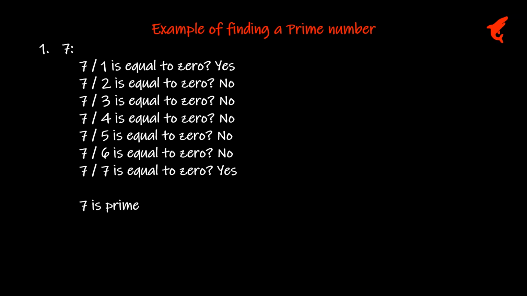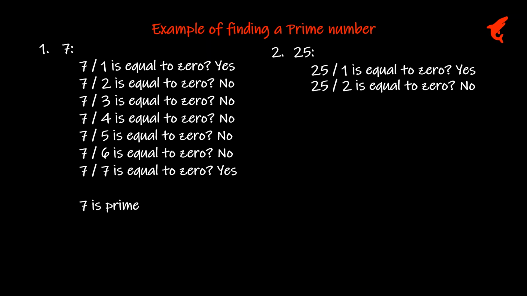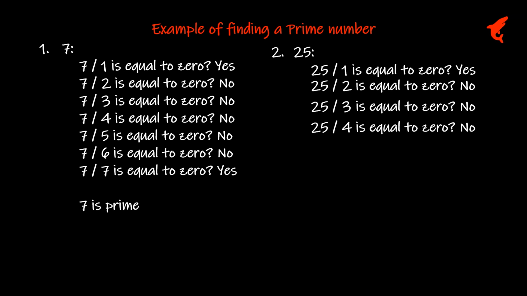Let's take one more example, 25. 1 divides 25 completely. Next, 2 does not divide 25 completely. Next, 3 does not divide 25 completely. Next, 4 does not divide 25 completely. 5 divides 25 completely. And so 25 is not a prime number.